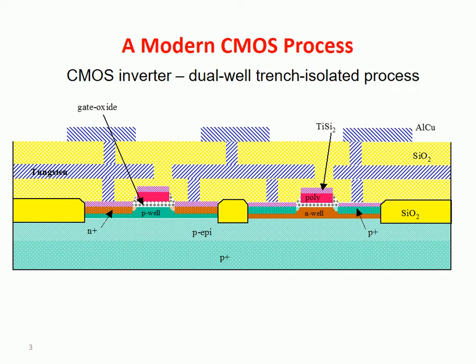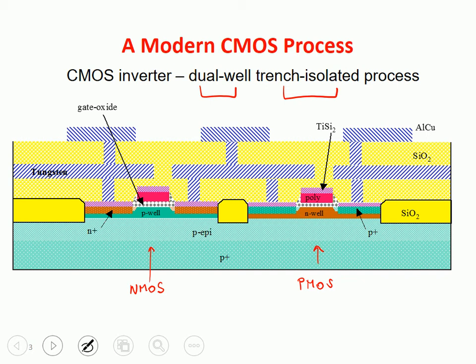The characteristics of this process are dual well and trench isolated. So the structure is exactly the same as a CMOS inverter. Again, this is the PMOS on this part, and this is the NMOS. Let's look at the main differences. Instead of having a single N well, we have two wells, a P well and an N well.